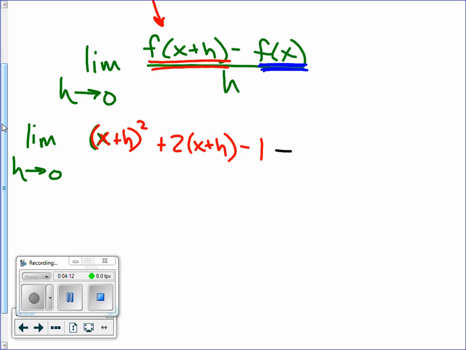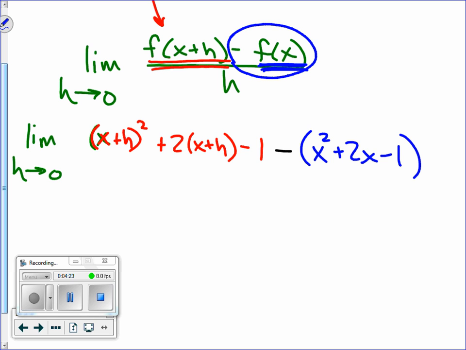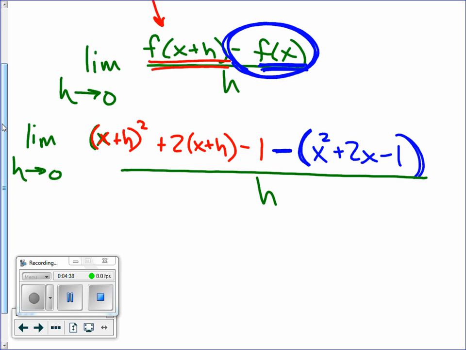minus, now the parentheses are really important because I have more than one term in the function. I'm subtracting f of x. So this is me subtracting f of x. F of x should have parentheses around it. Now that is all over h. And the simplifying of this expression is the expansion and then collection of terms that we did just like in the last problem.